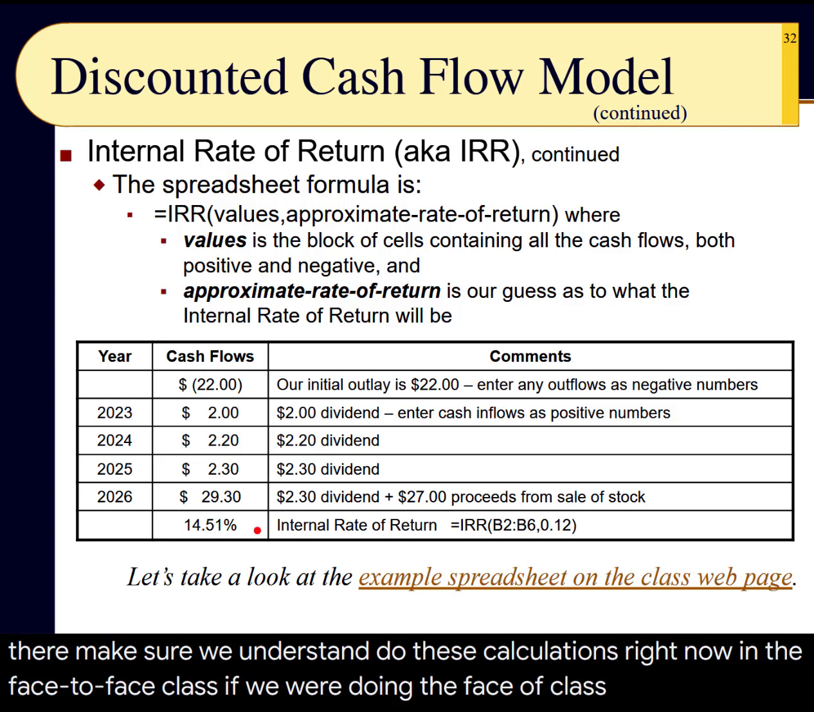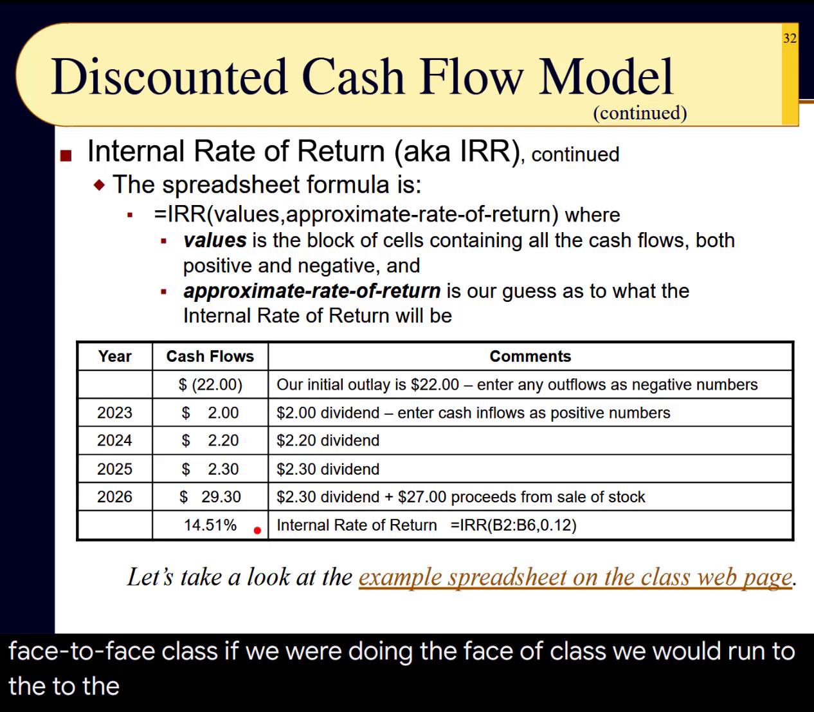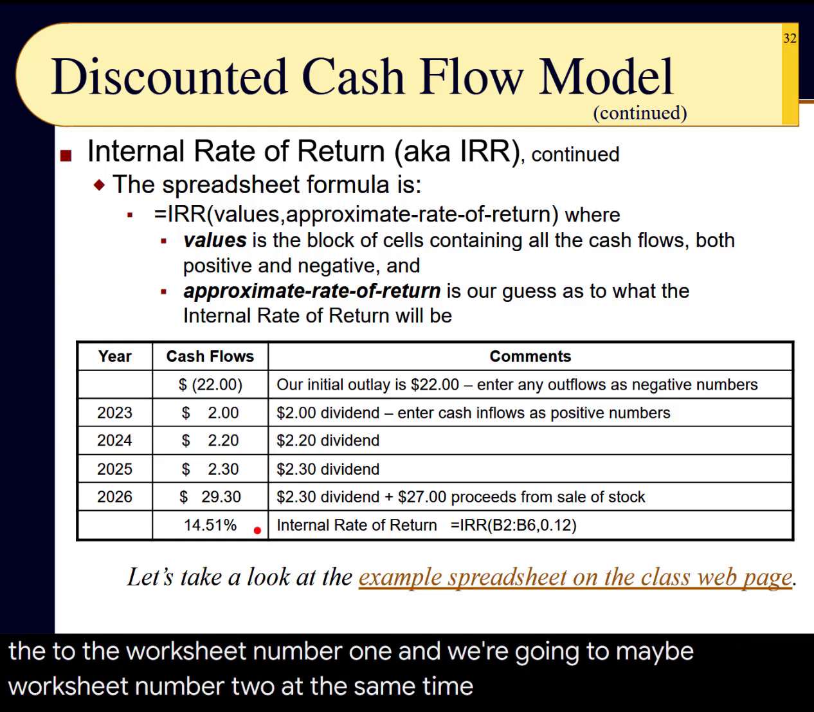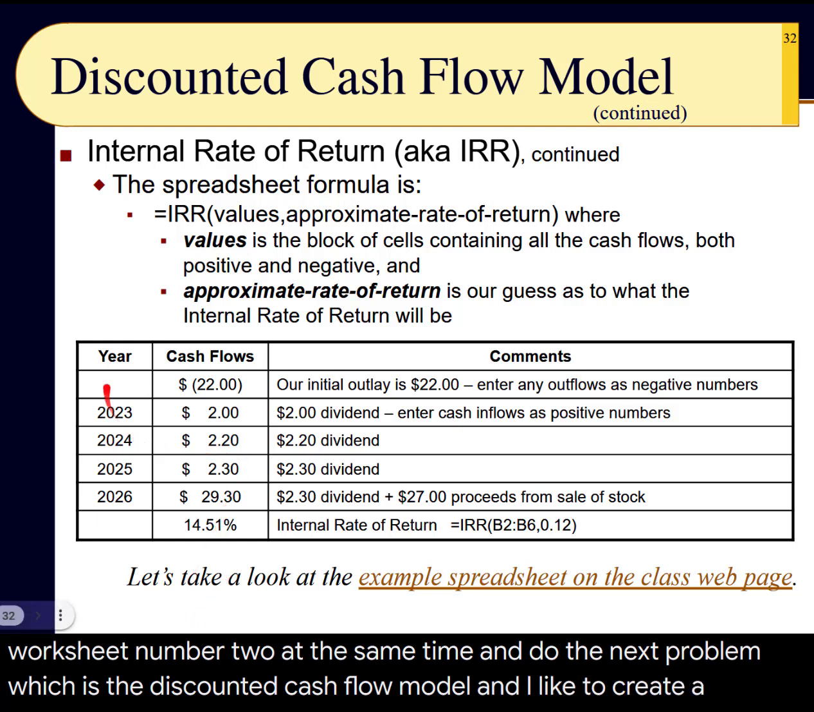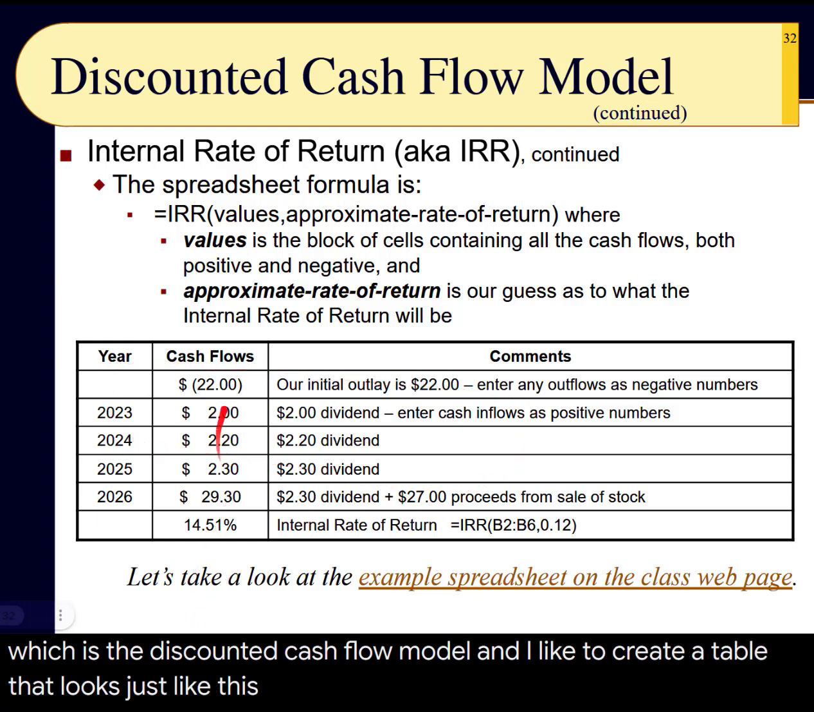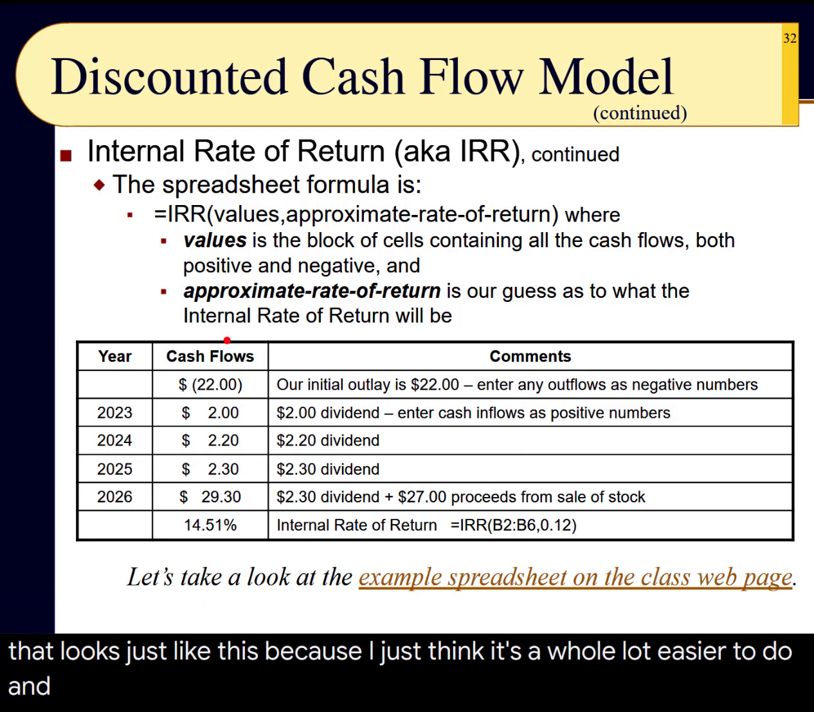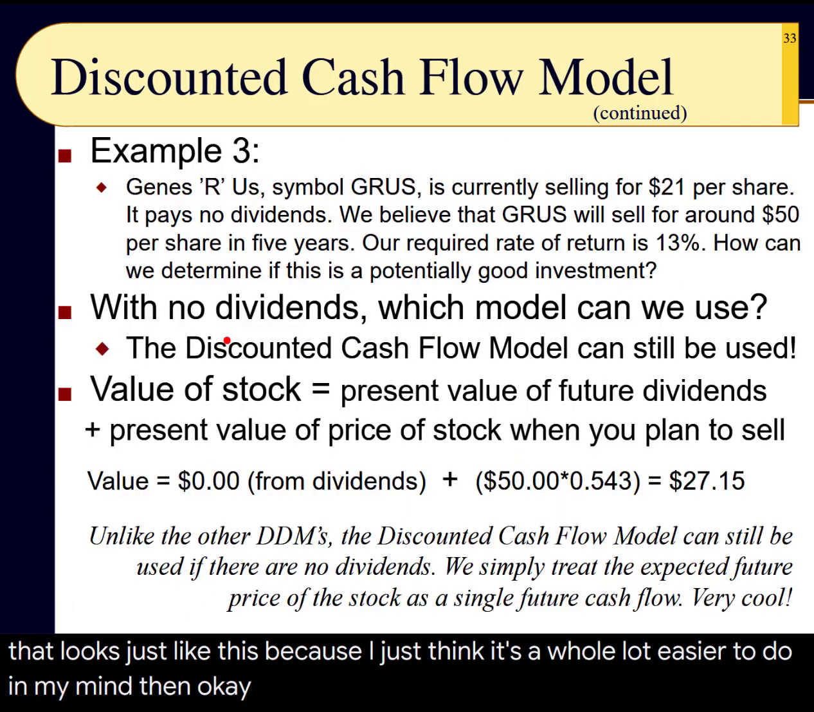If we were doing a face-to-face class, we would run to worksheet number 1, and maybe worksheet number 2 at the same time, and do the next problem, which is the discounted cash flow model. And I like to create a table that looks just like this because I just think it's a whole lot easier to do in my mind then. Okay, slide number 33. Example number 3.